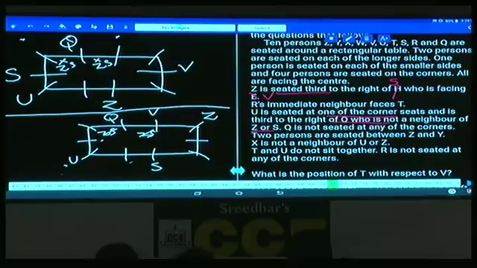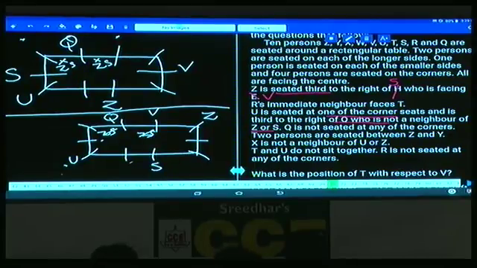Z can be here. If Z is at this corner, can Z be at the corner? Now if Z is at this place, S is at this place, 1, 2, 3, Z will be here. If Z is here, then these 2 persons are opposite, so Z and S cannot be in this place. Are you following or not?